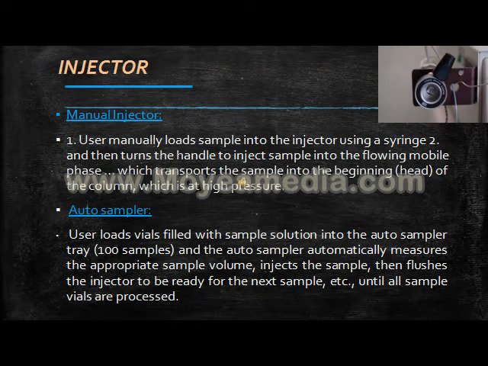Injector. There are two types of injector, a manual injector and an auto sampler. In a manual injector, we have to personally put in the syringe and inject the solution into the column. Whereas the auto sampler is slightly different, more mechanical. It uses loaded vials for sample solution and it automatically injects the sample, empties it out, and then it is ready to take in the next sample of a fixed volume.